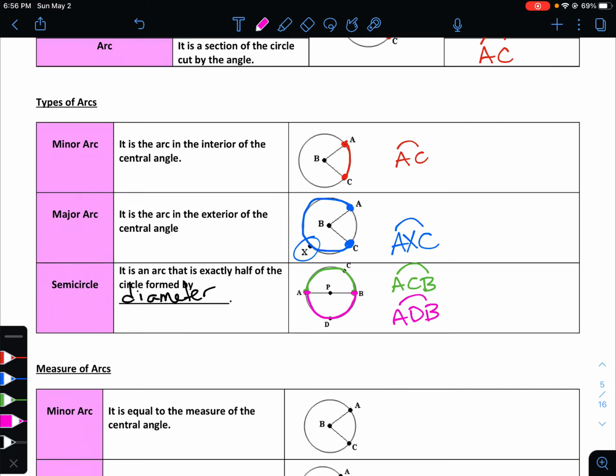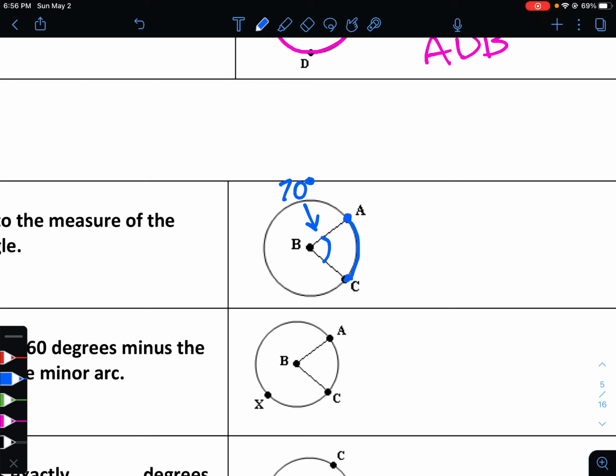So now let's talk about the measures of our arc. So when you measure a minor arc, it's going to be equal to the measure of your central angle. So in other words, if your angle right here is, let's say, 70 degrees, then the measure of your arc, we're going to also say is 70 degrees. In other words, the measure of angle ABC is equal to the measure of our arc ABC. So they are equal to the same thing. So again, if one of them is 70, then the other one would be 70 degrees as well.